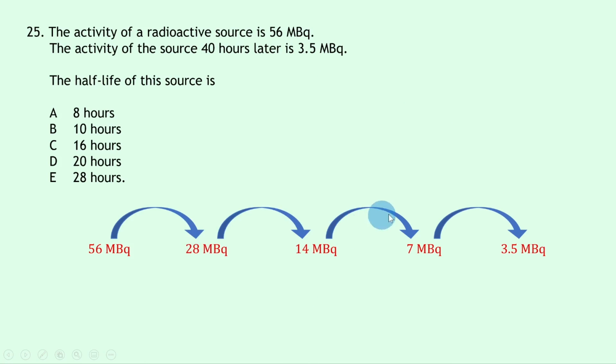And because we've halved it 4 times with 4 arrows, that suggests 4 half-lives. So we can say 4 half-lives equals 40 hours, and to get 1 half-life we just divide both sides by 4. To get 1 half-life equals 40 over 4 equals 10 hours. So that gives me the answer B.